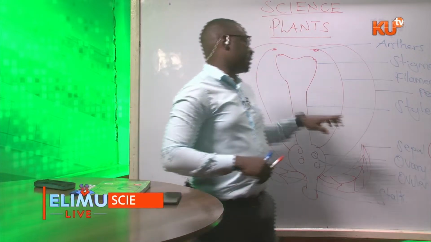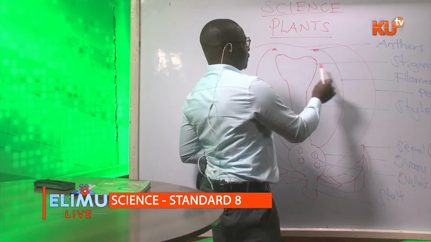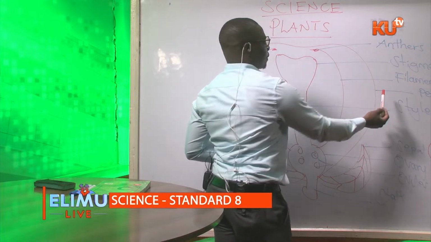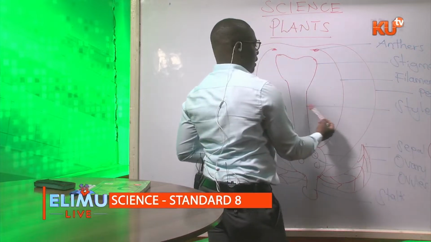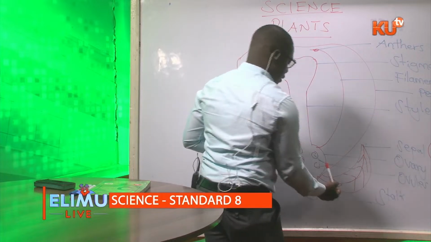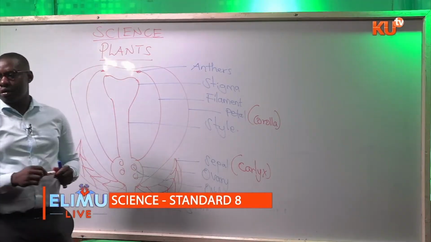We have the anthers, if I may repeat. These are the anthers. We have the stigma, which is right here. We have the filament. We have the petals. We have the style. We have the sepals. We have the ovary. We have the ovules. And finally, we have the stalk.